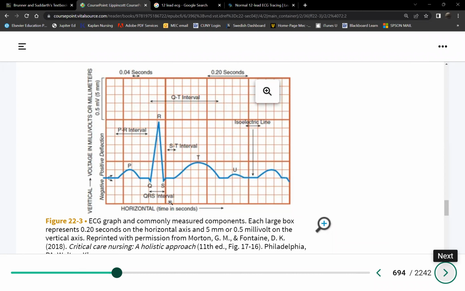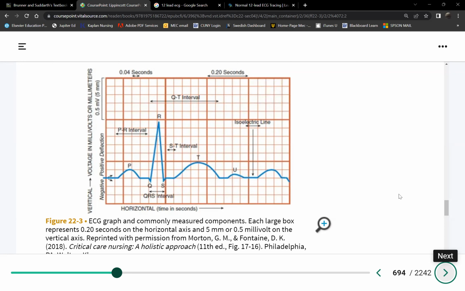Each big box is 0.2. So yes, you're correct. There are 300 big, sorry, let me finish. Okay, so you're correct if you said there are 300 big boxes in 1 minute. I was asking how many small boxes are there in 1 minute? There are 1,500 small boxes in 1 minute. And there are how many big boxes? 300. 300 big boxes in 1 minute. Are we clear? Yes. All right.